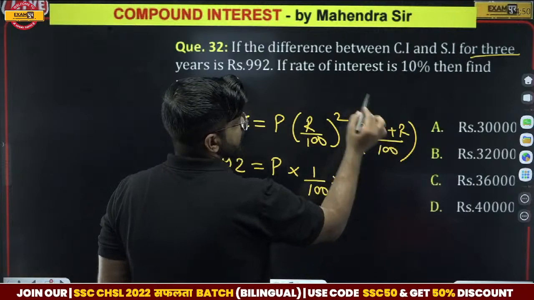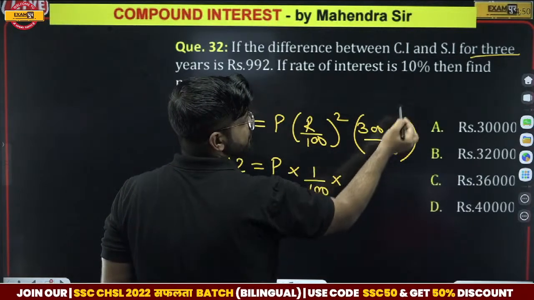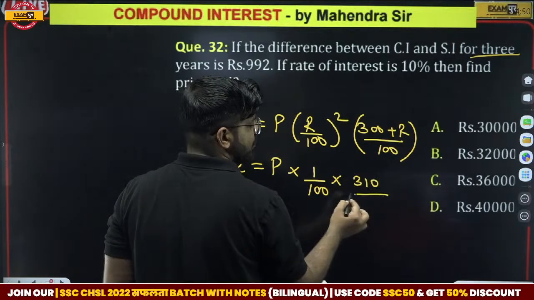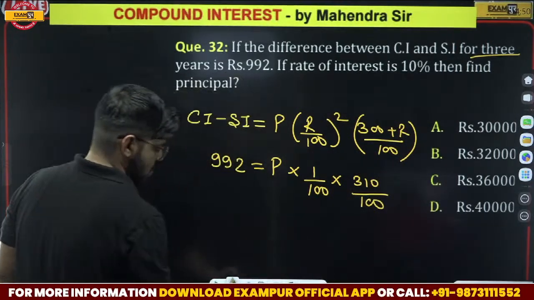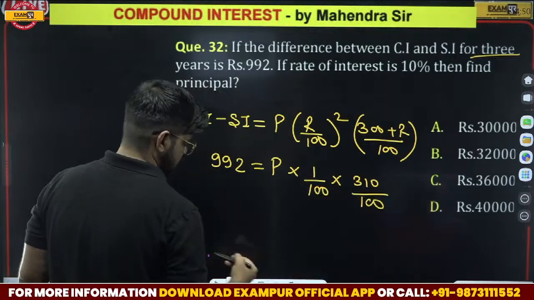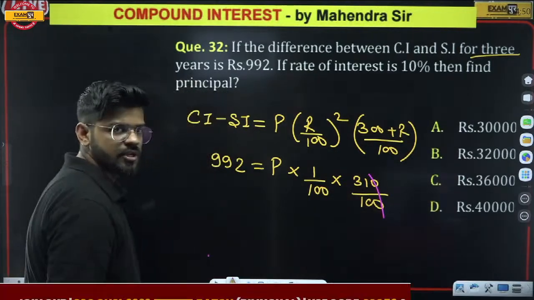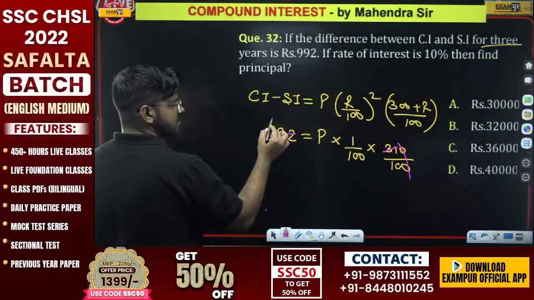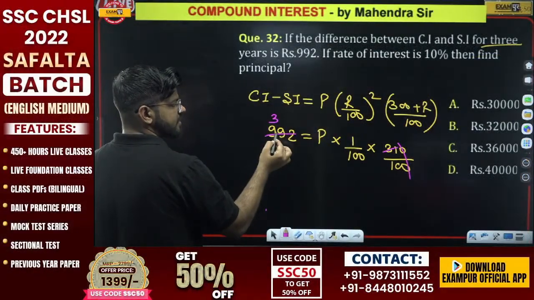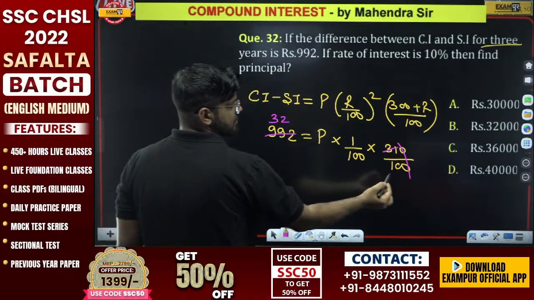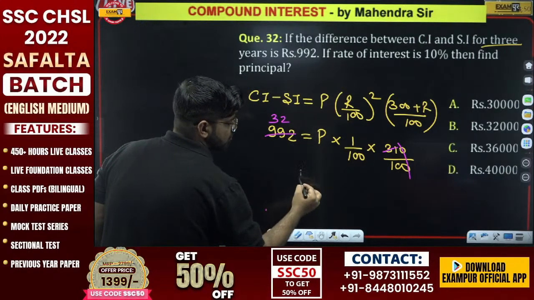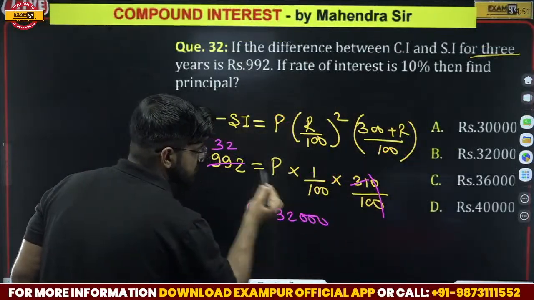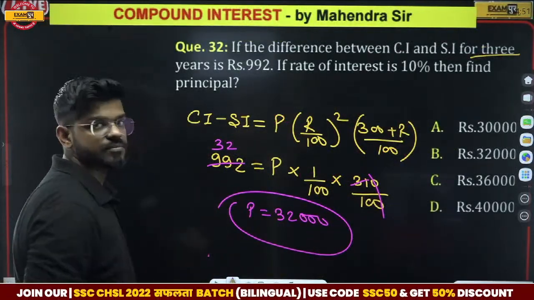Multiply, then 300 plus R. That means 300 plus 10, which means 310 upon 100. Now let's start cancelling. Let's cancel out 0. Then 31 3 times is 93, 31 2 times is 62. Just give 1000 to here. We will get 32 and 3 zeros from here. So 32,000 is my right answer.